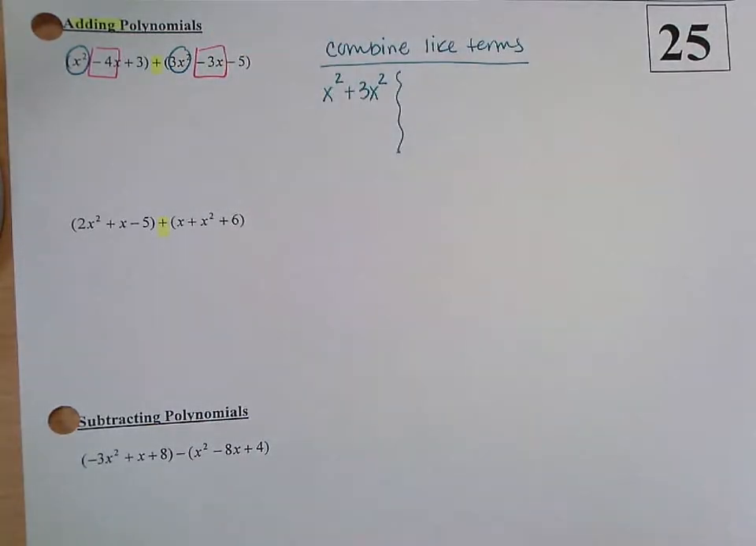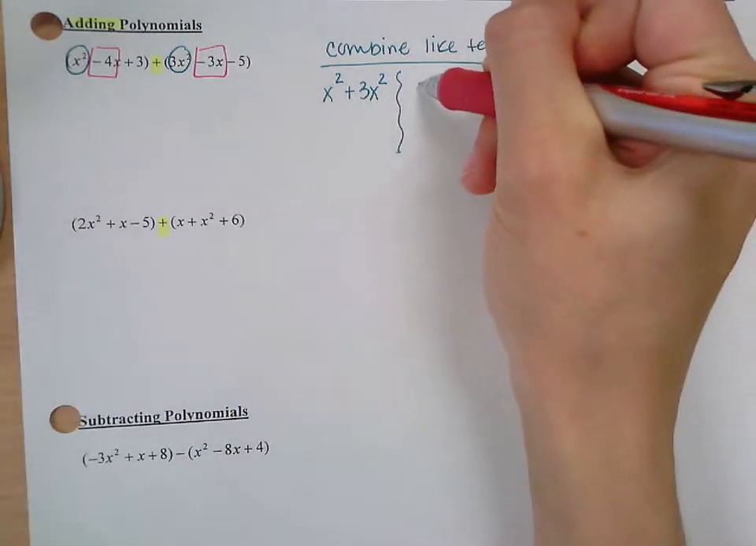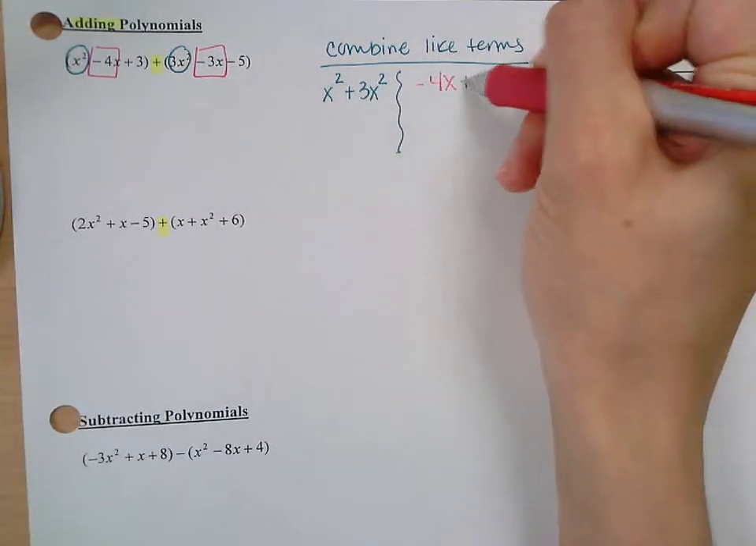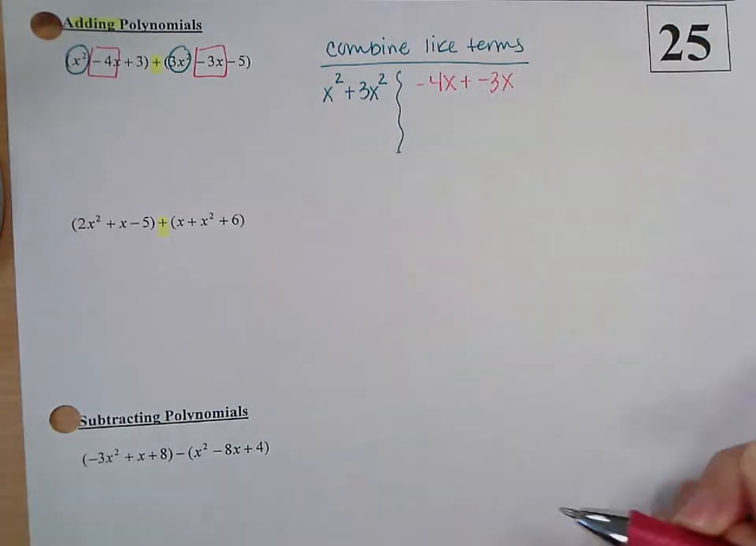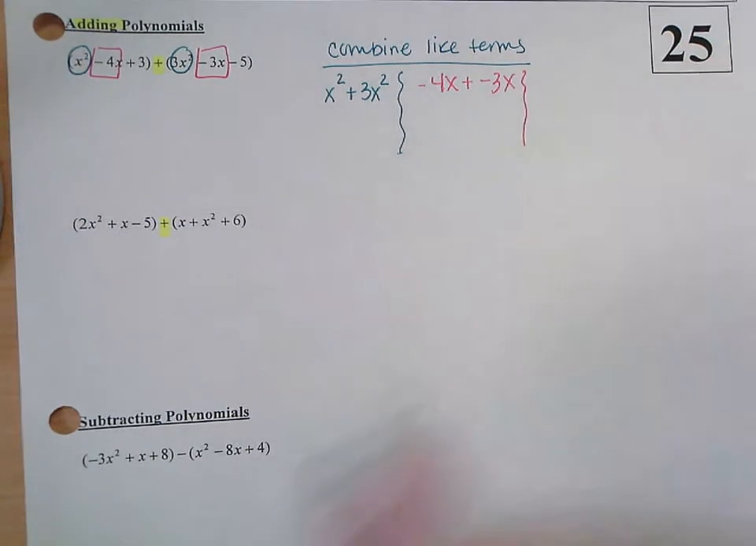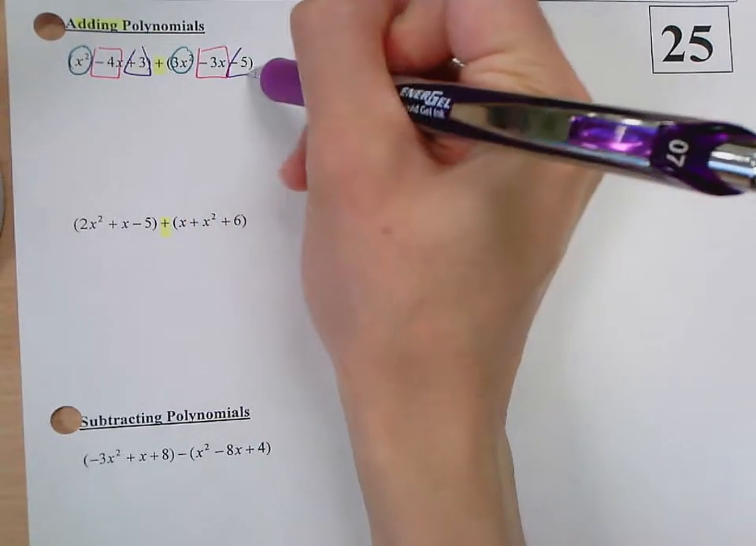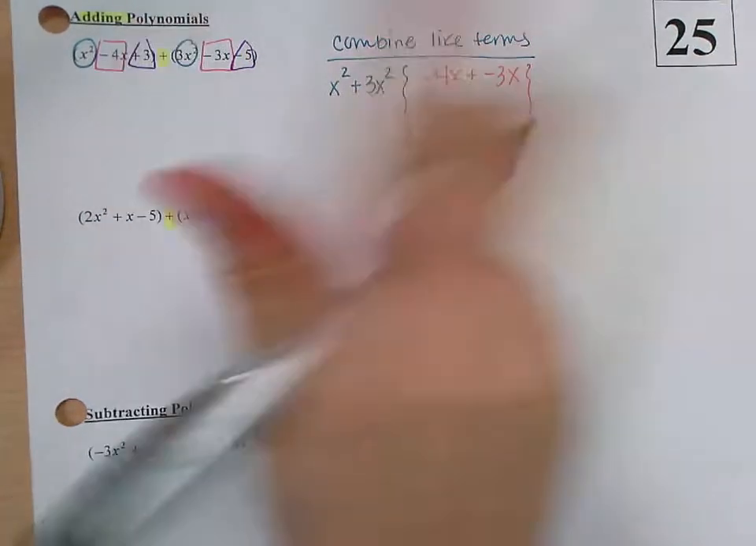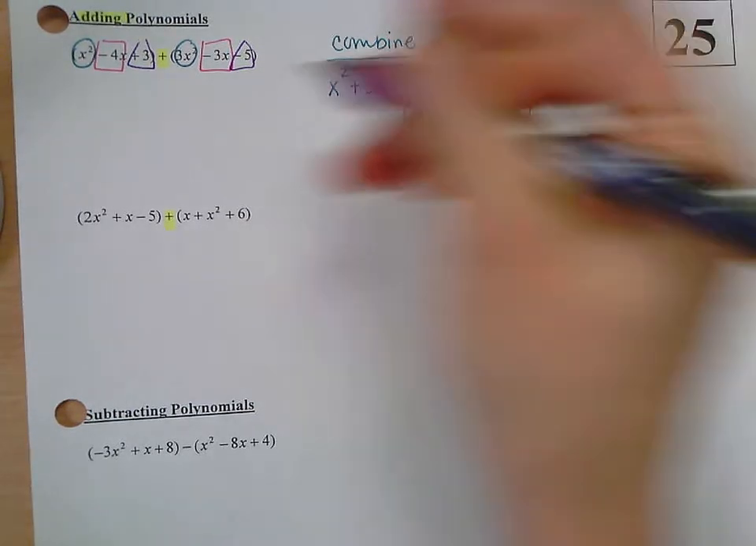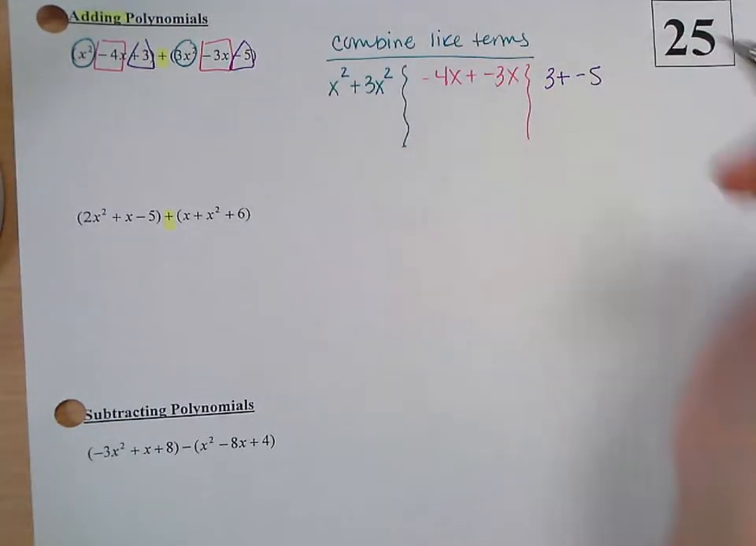Negative 4x, yep, and the negative 3x, the minus signs in front make them negative. So we would be doing negative 4x plus negative 3x. And then the last one, so when you just have numbers, those are also like terms, and you keep their signs in front. So we have positive 3 plus a negative 5.